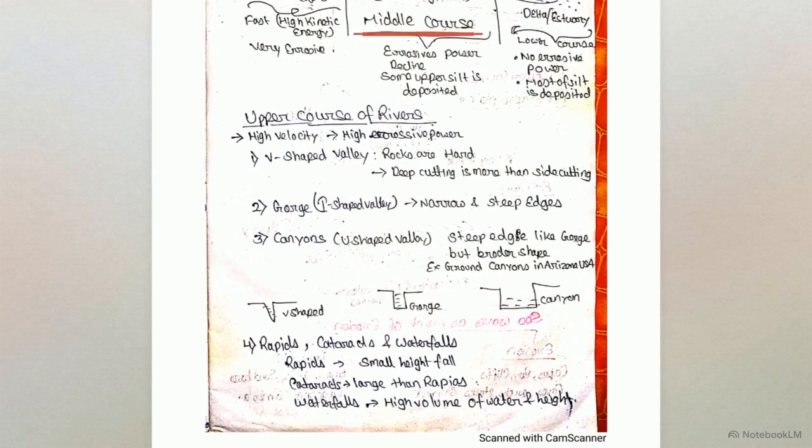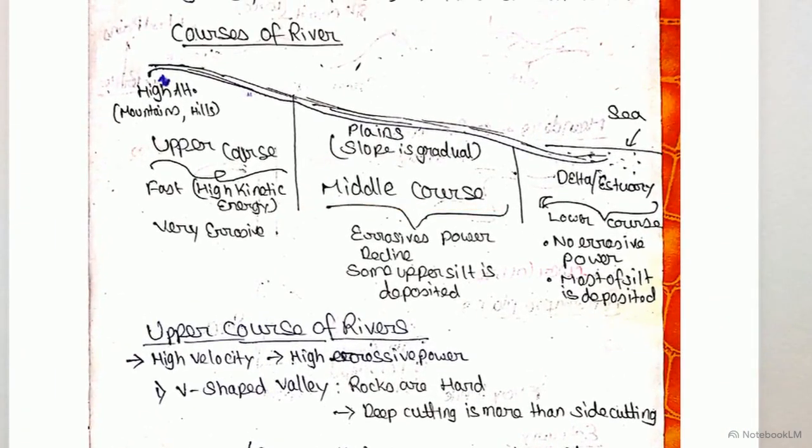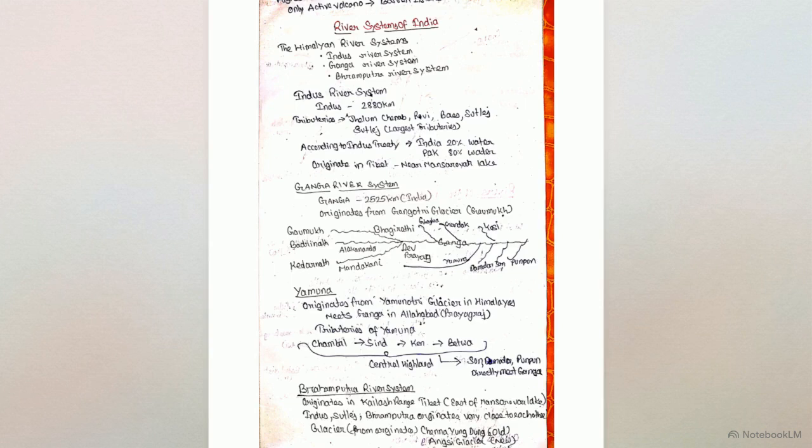As the water reaches the middle course, the slope flattens out. The river loses its kinetic energy, begins to meander side to side, and drops the heavy silt it carried down from the mountains. Here is a hand-drawn sketch of the Ganga River system. Using your blue pen, trace the Ganga originating from the Gangotri Glacier on your map. Do not draw a straight line. Give it curves to represent how it meanders once it hits the plains.